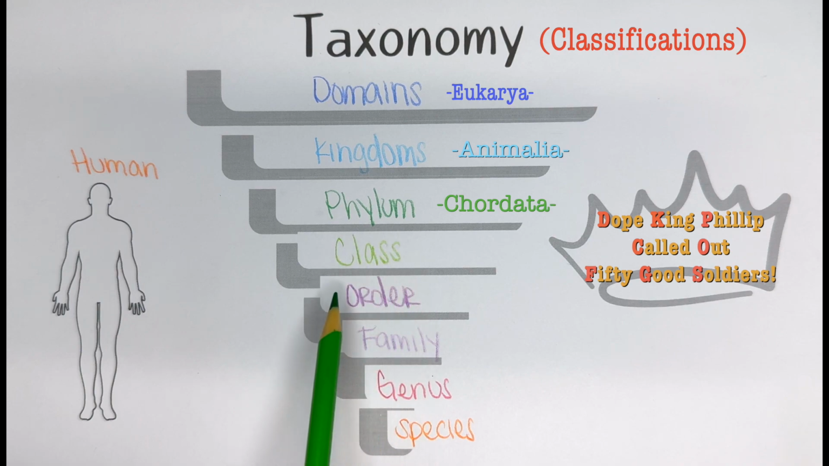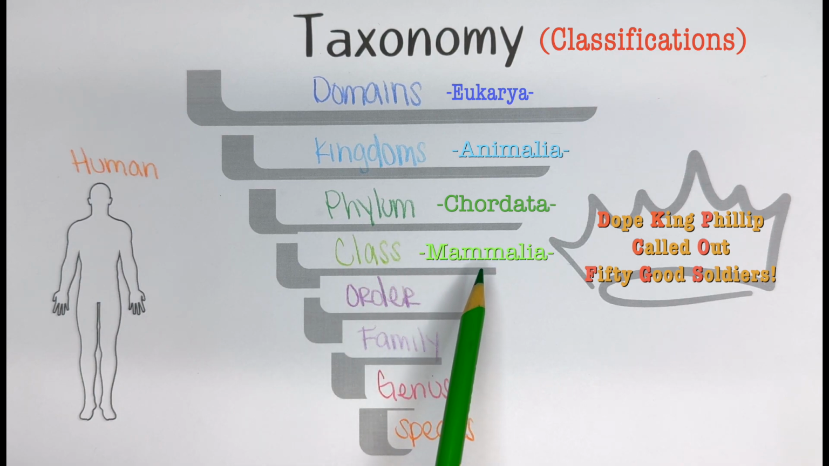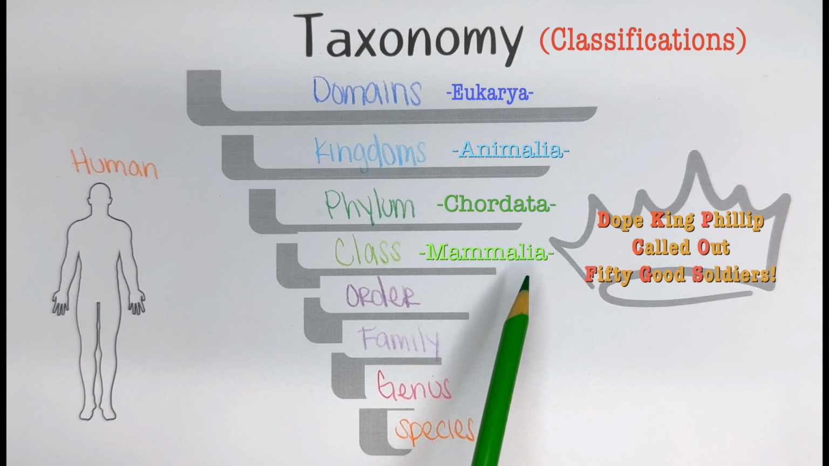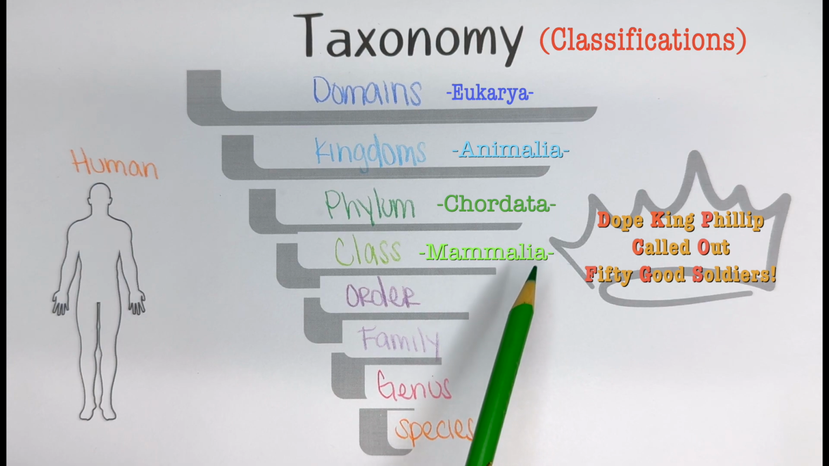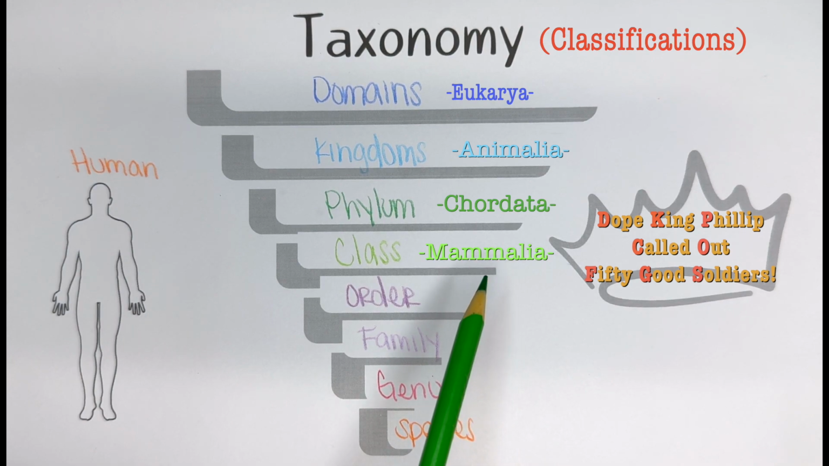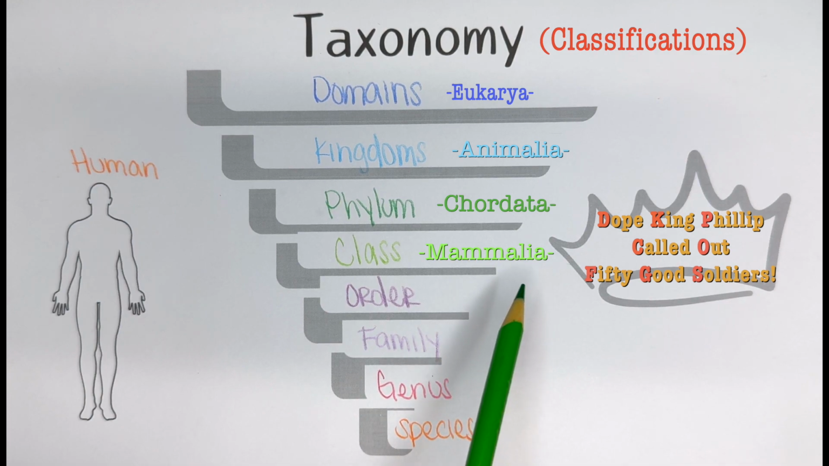The next classification is class, and for humans, we fall under mammalia. That means we're a mammal. In other words, our mother makes milk and we have fur. So believe it or not, all those little hairs all over your body is considered fur. So we have fur, and our mothers, of course, make milk.